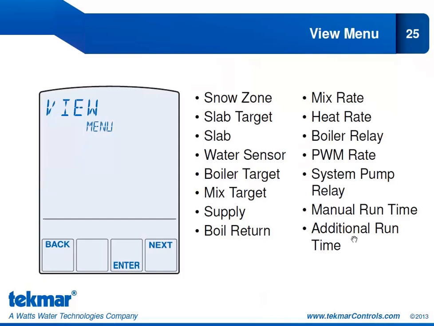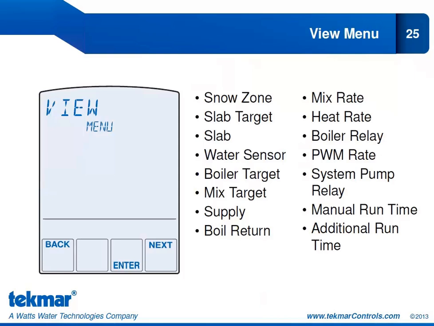Now just to mention for the relays, the boiler relay and the system pump relay, this will show as off or on. Now I mentioned here, this only shows what the control thinks the relay should be doing, so we can't use that to test for a stuck relay. And the PWM rate might need a little bit of an explanation. That is the current duty cycle rate of the zone or the boiler for each of those 20-minute cycles.